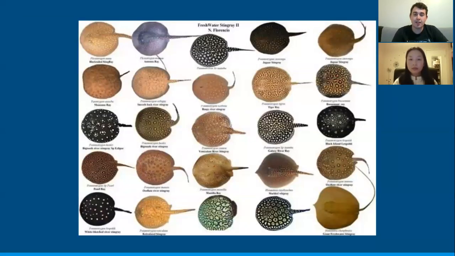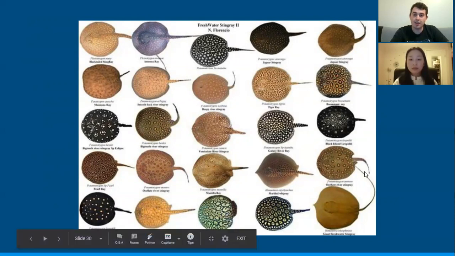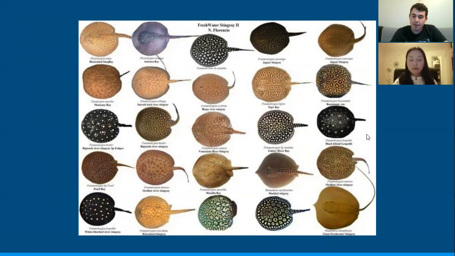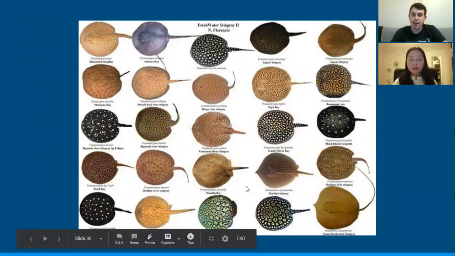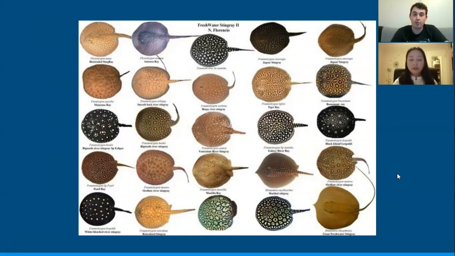And just to showcase the incredible diversity of these rays, here are just a few of them. You can see the wide variety of spotting patterns and the different tail lengths that they display, which is honestly incredible, especially given that they're such a conserved group.